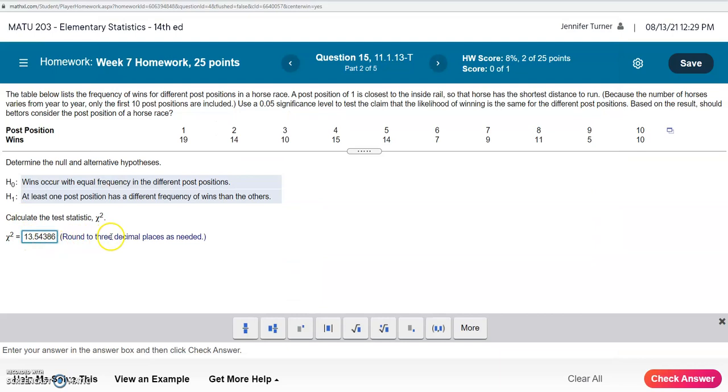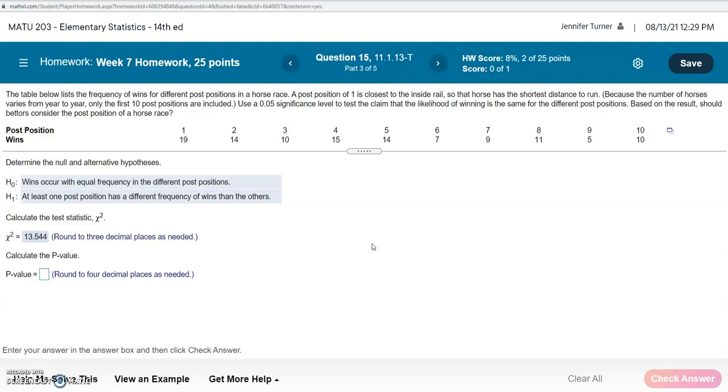And this one said to round to 3 decimal places. So 1, 2, 3. We look at the 3 right here. The number after the 3 is an 8, which means we should round the 3 up to a 4. So that is the test statistic for this problem.